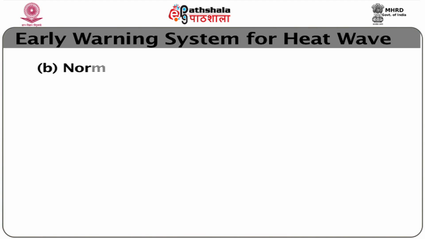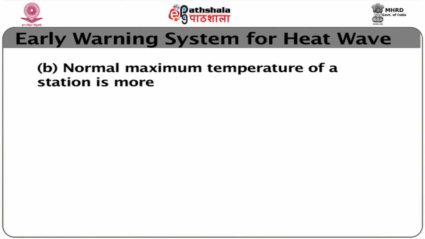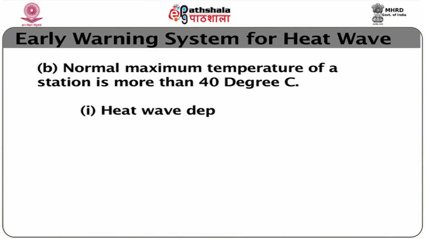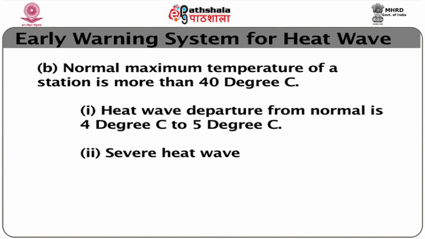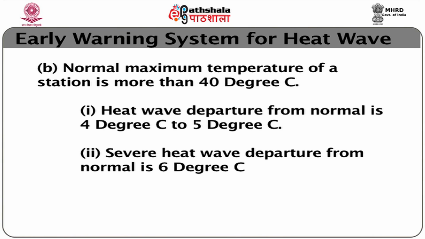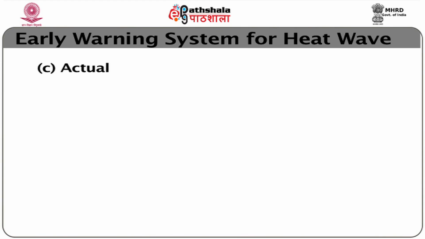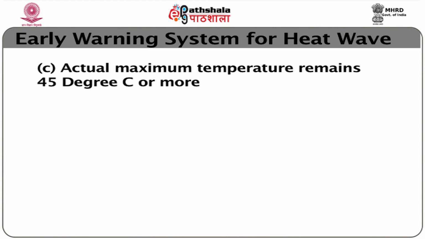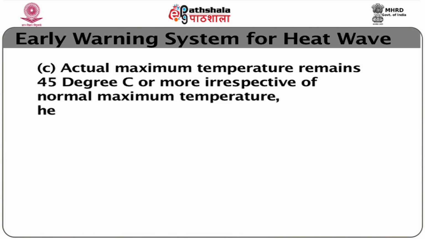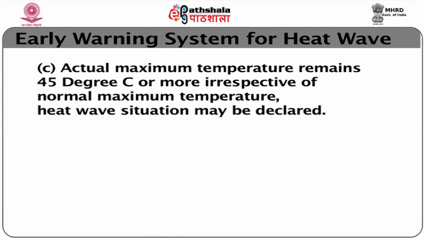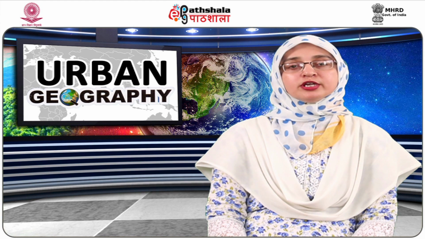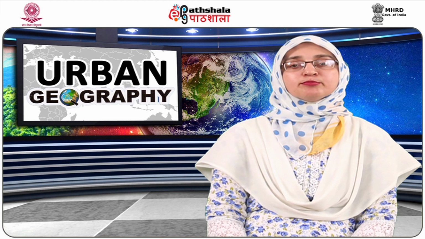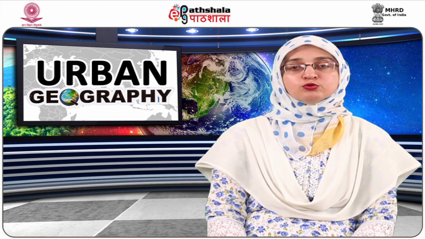B. Normal maximum temperature of a station is more than 40 degrees Celsius. Number 1, heat wave: departure from normal is 4 degrees Celsius to 5 degrees Celsius. Number 2, severe heat wave: departure from normal is 6 degrees Celsius or more. C. Actual maximum temperature remains 45 degrees Celsius or more, irrespective of normal maximum temperature, heat wave situation may be declared. The extreme temperature of heat waves killed about 3,000 people in 1998 and more than 2,000 in 2002.